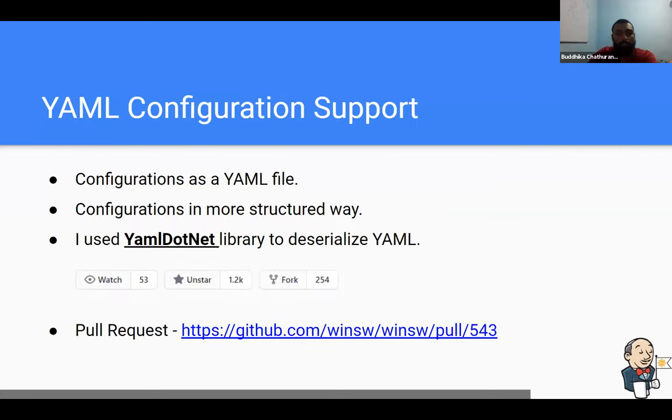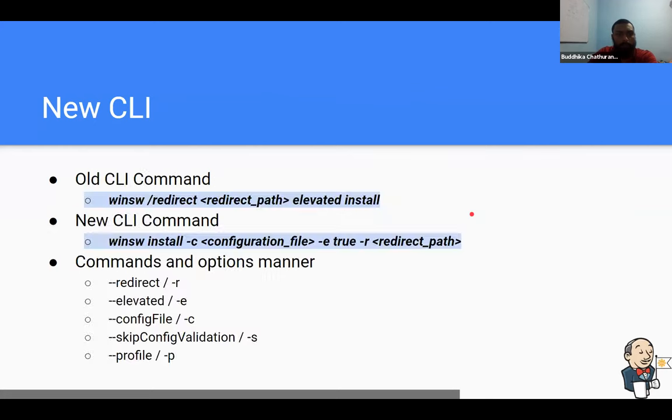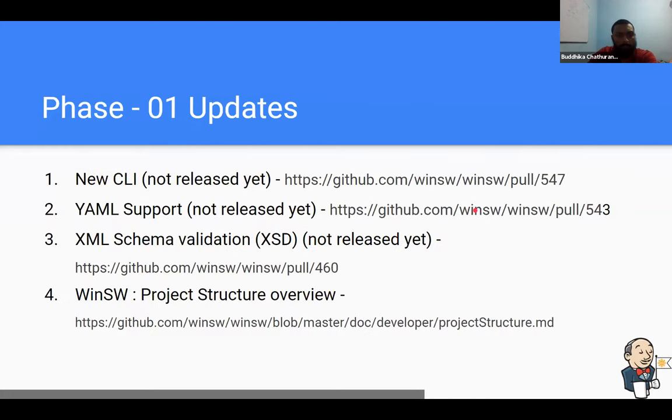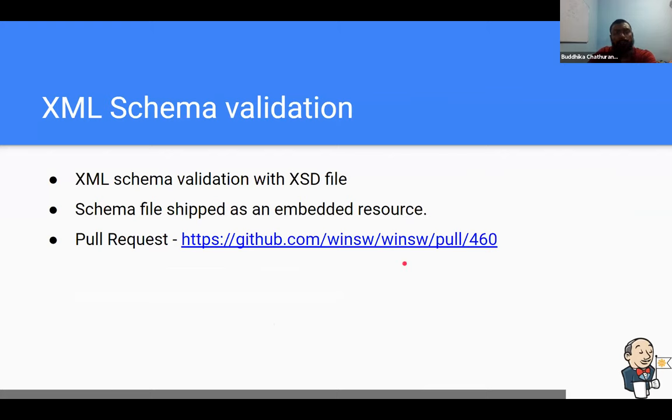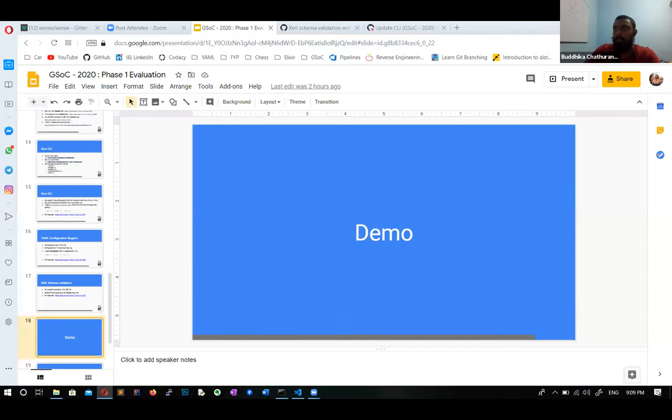I mentioned that I will add YAML configuration support as well in phase two, hopefully. And my current plan is to use JSON schema to validate the YAML file as well. Okay, those are the things that I have to mention about my project. I think it's clear. So now I can move into my demonstration.